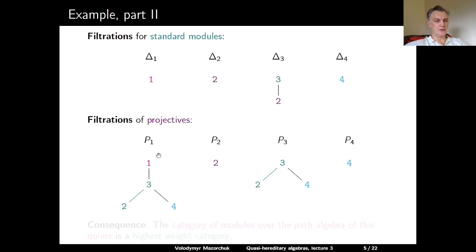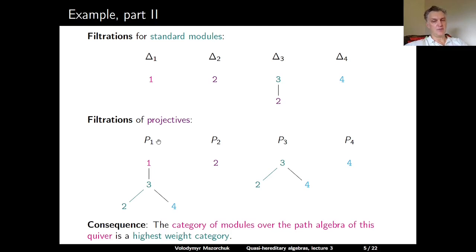And finally P1. So P1 has 1 on top, and then we have P3 as a submodule, which in turn has delta 3 here and delta 4 as a submodule. So P1 has a filtration of length 3. It starts with delta 4, then it covers the P3 submodule, we add delta 3, and finally we add delta 1. So P1 also has a filtration with standard subquotients, and so the category of modules over the path algebra of the skewer is indeed a highest weight category.